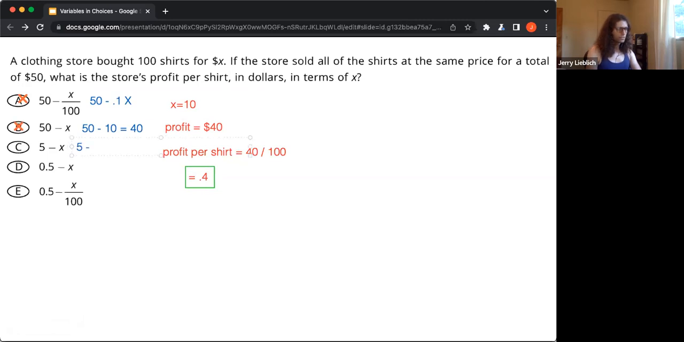5 minus 10, negative 5, that doesn't work. 0.5 minus 10, negative 9.5, nope. Oops. And 0.5 minus 10 over 100, or 0.1, which is 0.4. Perfect.